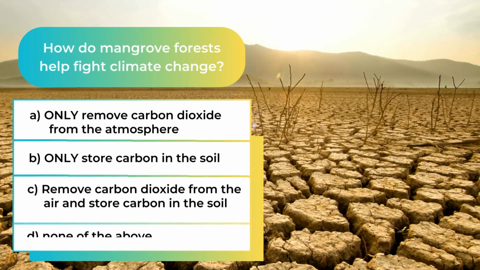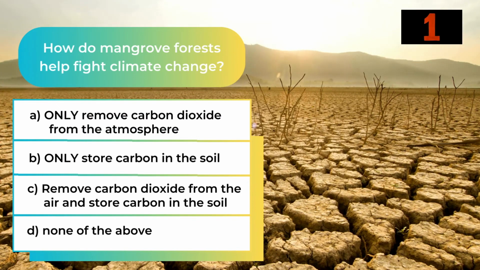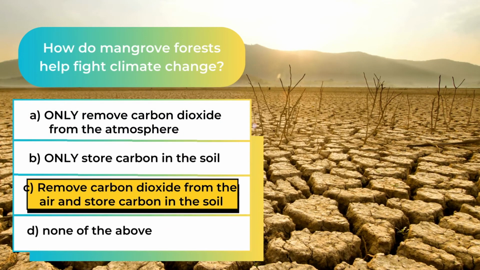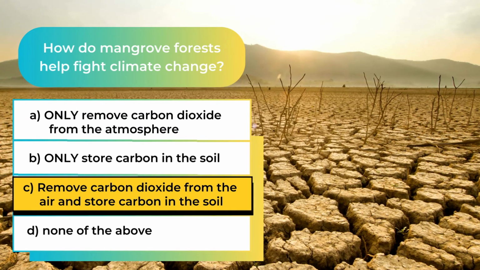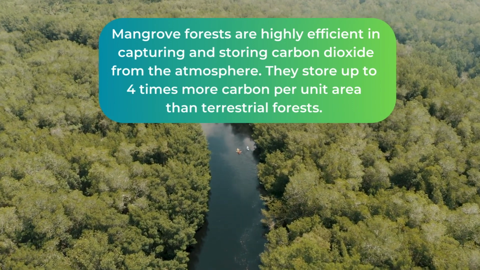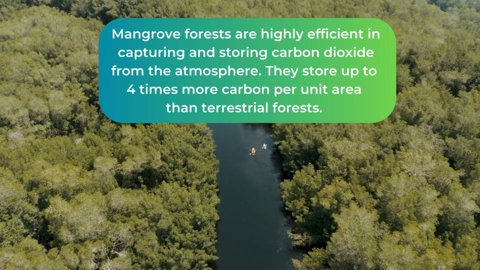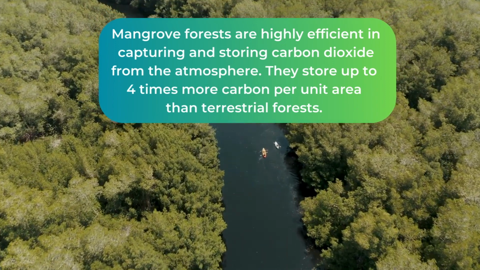How do mangrove forests help fight climate change? The answer is C, remove carbon dioxide from the air and store carbon in the soil. Mangrove forests are highly efficient in capturing and storing carbon dioxide from the atmosphere. They store up to 4 times more carbon per unit area than terrestrial forests.